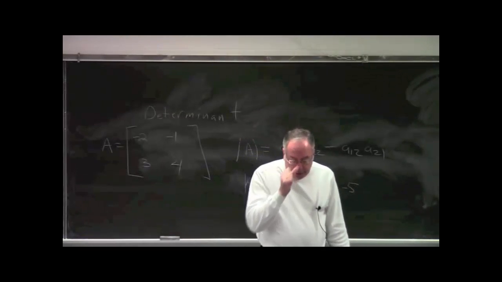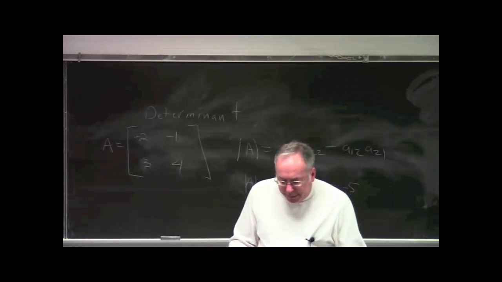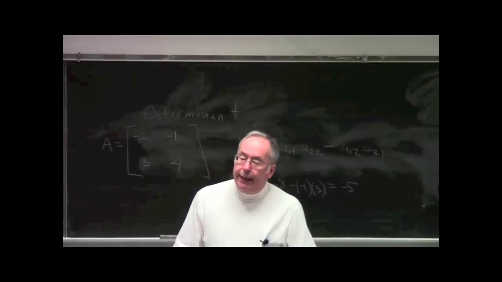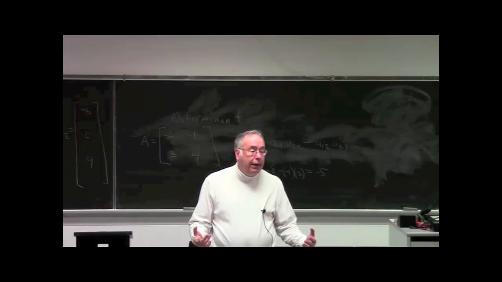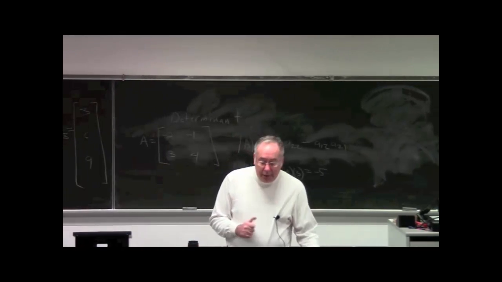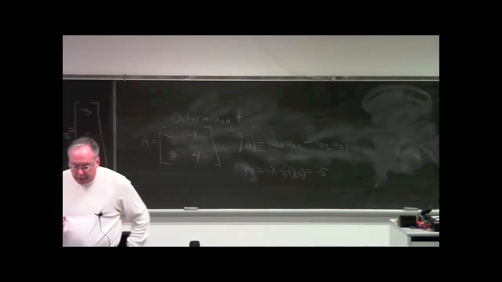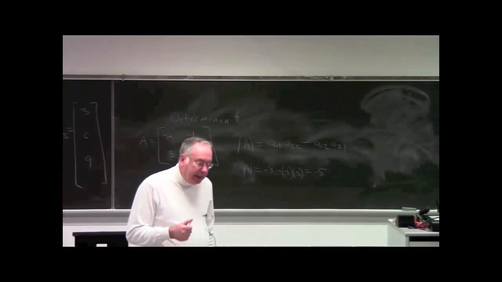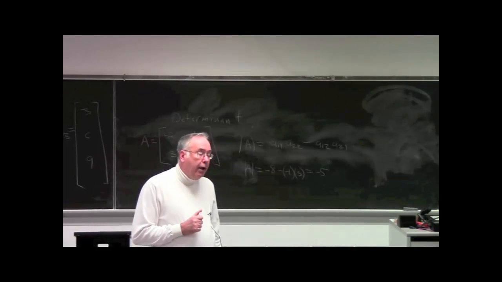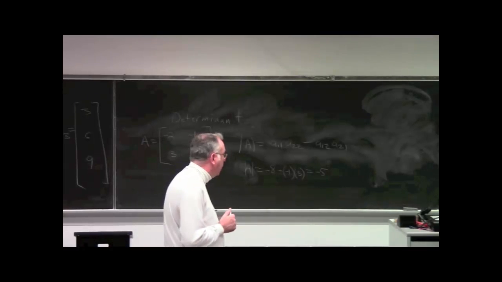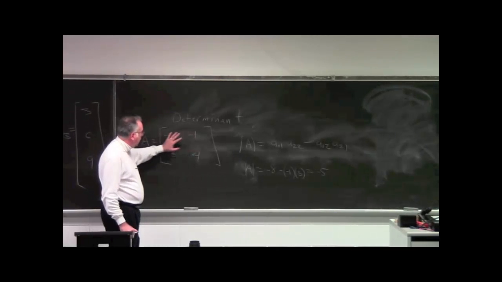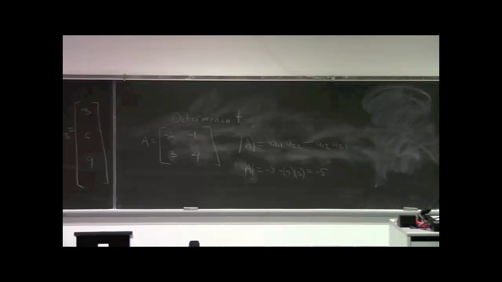Now, it turns out if the determinant of a square matrix is not 0, then the columns of that matrix are linearly independent. If, however, the determinant of a square matrix is 0, then the columns of that matrix are linearly dependent. So let me illustrate a case. In this case, these two column vectors right here are linearly independent.